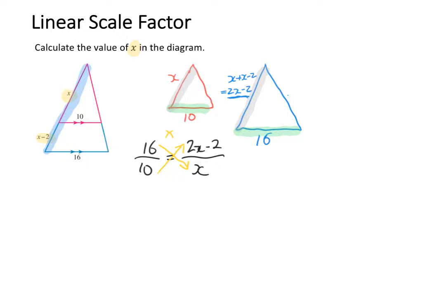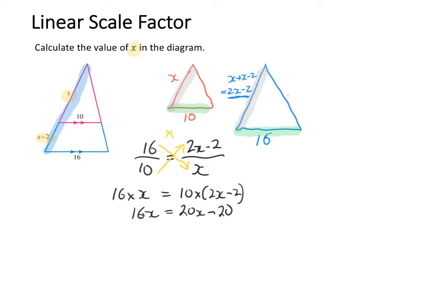So applying the cross multiplication, 16 times x is going to equal 10 times 2x minus 2. So 16 times x is 16x, which is equal to distributing the 10 to inside my brackets. So 10 times 2x is 20x, minus 10 times 2 is 20. So now I will solve for x by rearranging the equation.